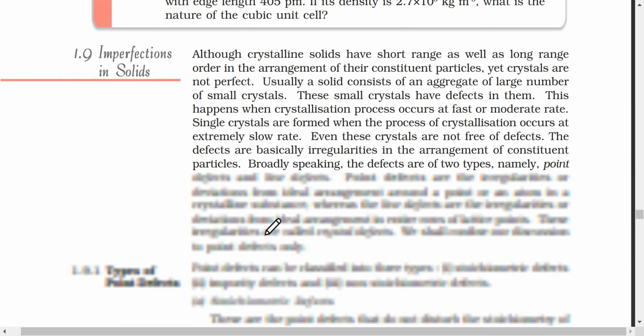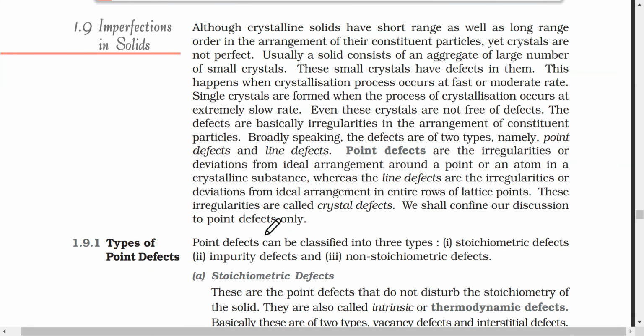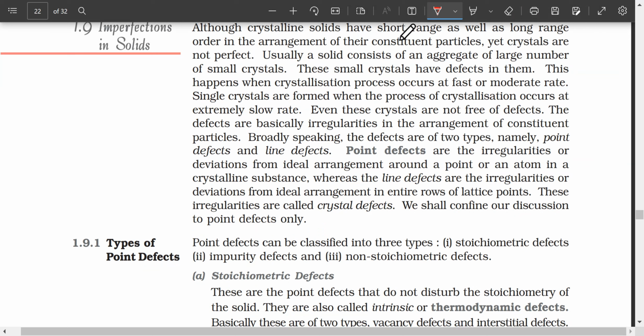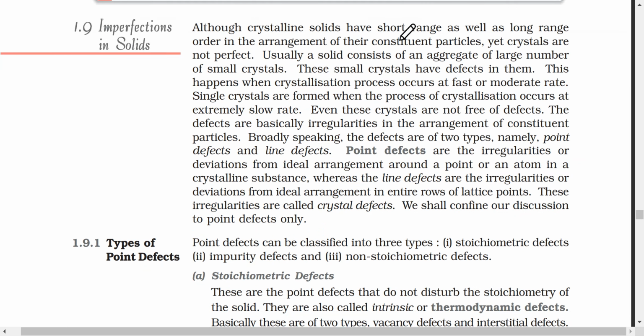Fine. Next we have imperfections in solids. अब हम defects वगैरह देखेंगे. Very easy. Although crystalline solids have short range as well as long range order in the arrangement of their constituent particles, yet crystals are not perfect. ठीक है, हर एक में कुछ ना कुछ impurity, कुछ ना कुछ imperfection आता है.